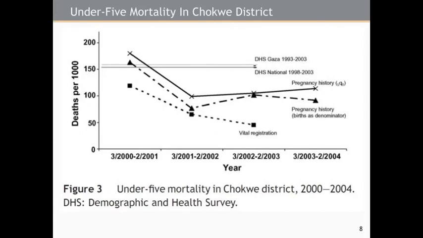These are the vital events that the care group volunteers themselves recorded. But what made this study important is that it was possible to independently measure decline in under 5 mortality through a pregnancy history survey that was done by independent interviewers, and this also showed a fairly dramatic decline in under 5 mortality in the project area.